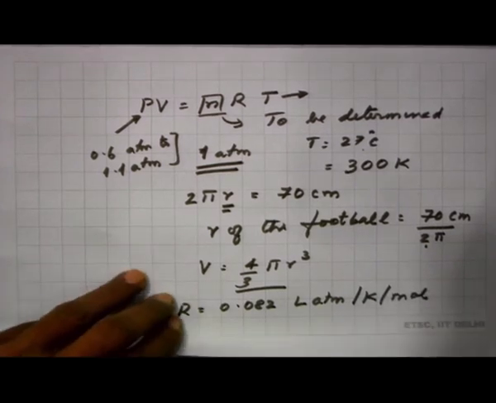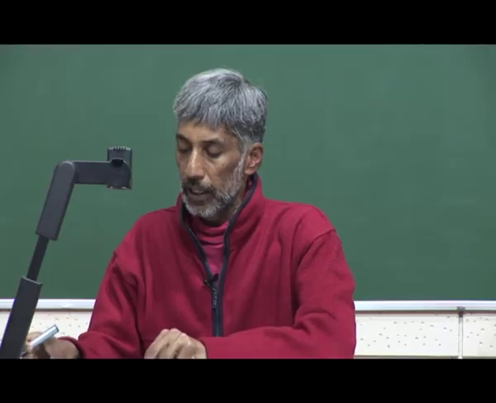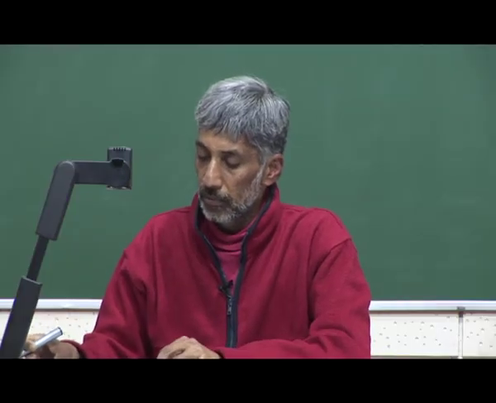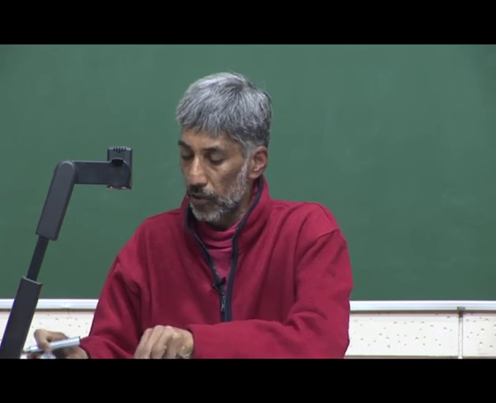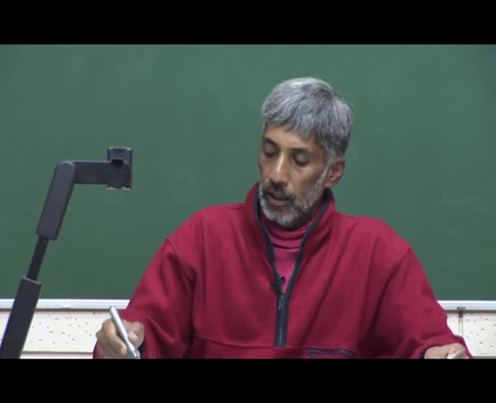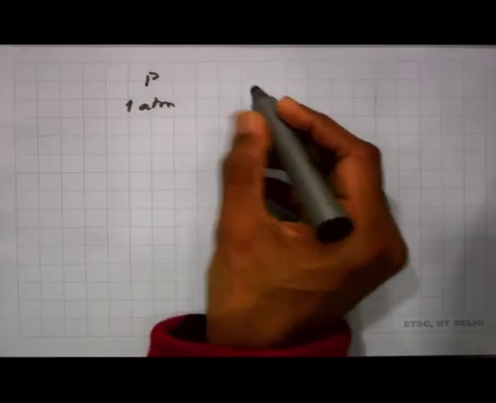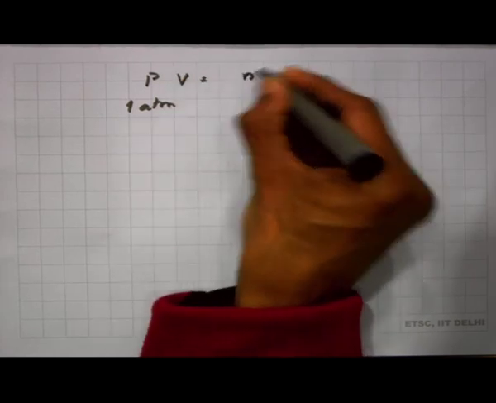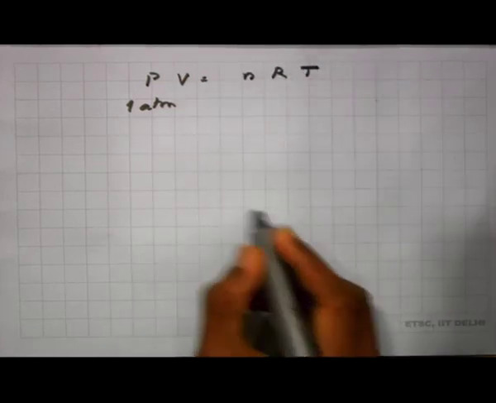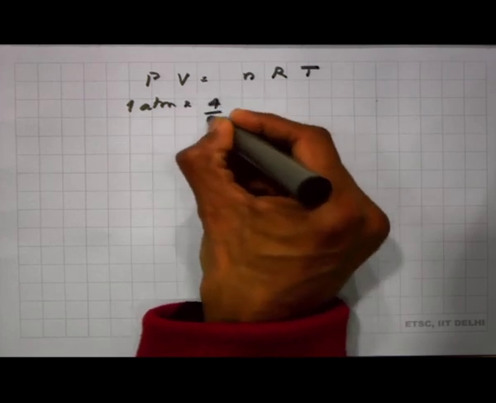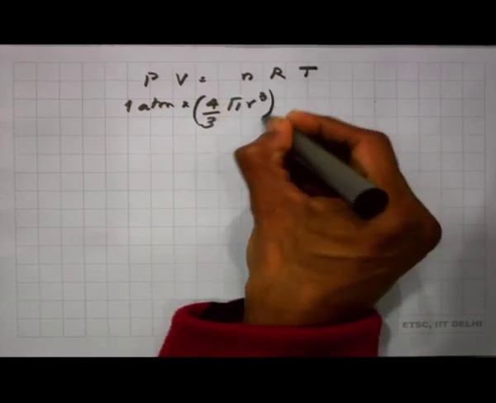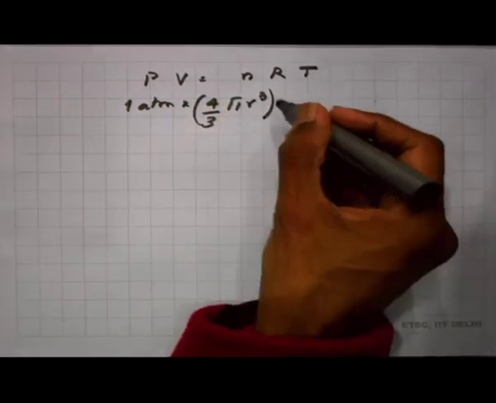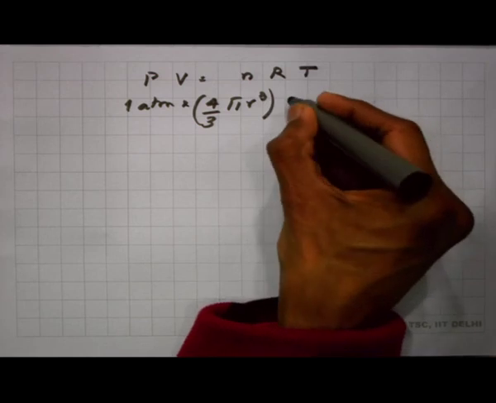So, if you plug it all in, what are you going to get? Well, get it into the right units, make sure that the units are right, and in this particular case it would be right. So, we will say P is 1 atm, V is 4 by 3 pi r cube, and you will get this in centimeter cube.